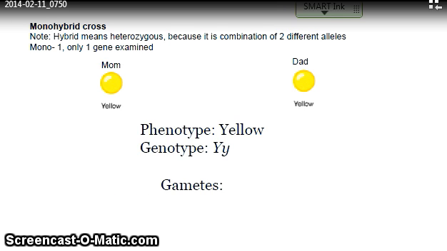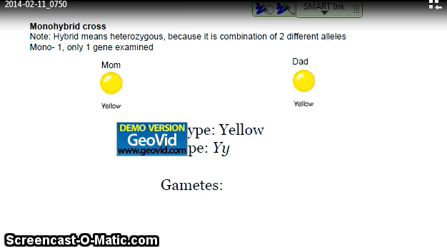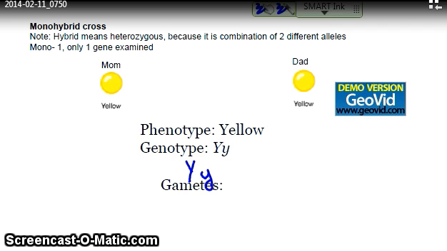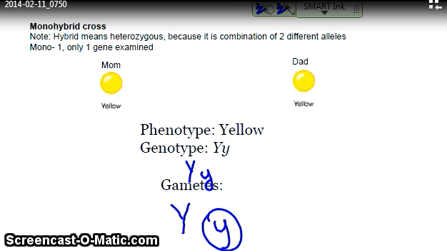Alright, so now we're going to try something a little bit different. It's called a monohybrid cross, and this is because we have two plant parents that are hybrids, which means that they're heterozygotes. So they have a dominant allele and a recessive allele. In this case, yellow pea color is dominant. It's called monohybrid because it's just one gene that we're looking at. So we notice that each of them have big Y, little y, so both of them will be able to produce the same pairs of gametes, which is one big Y or one little y.